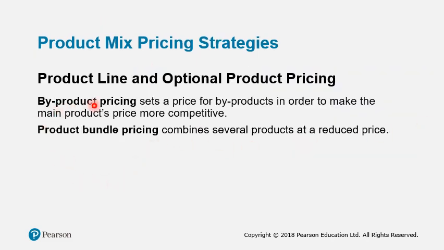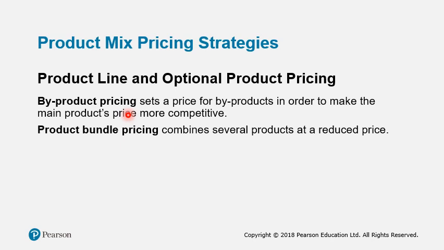Next is byproduct pricing, where you set a price for byproducts in order to make the main product's price more competitive. An example of a byproduct is crude oil refinery extract, which is a very important byproduct at the end of the refining process. The substance is ethylene, a vital ingredient in manufacturing plastic products like polythene or shopping bags, the PVCs and so on.